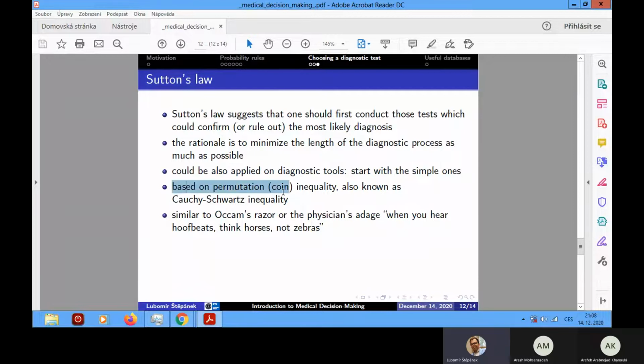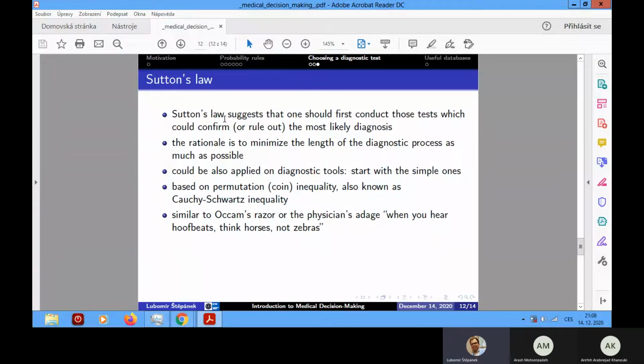If we go more into mathematics, Sutton's law has some interesting mathematics, how to minimize the time length of the process based on the permutation inequality, which is also known as the Cauchy-Schwarz inequality. But forget about this. It's only for a possible mathematical enthusiast among you, if there are any.